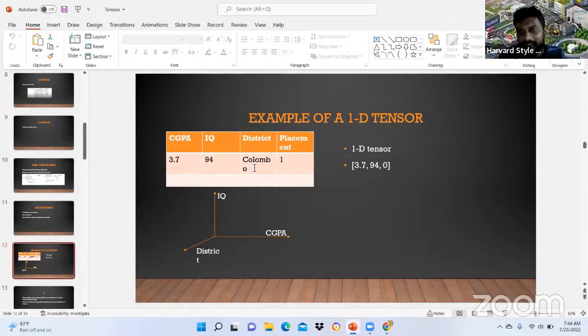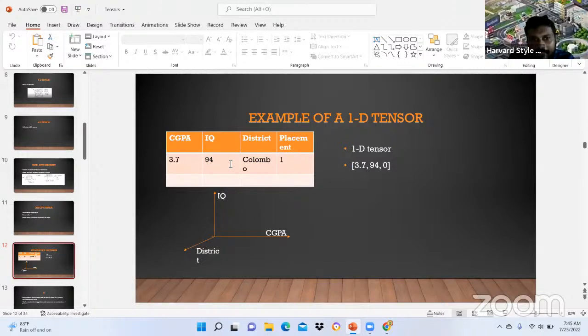So not like that. This is the way, the conventions. Okay, the symbols, but we are taking. Now CGPA is 3.7, IQ is 94, district is Colombo. So numerical encoding we have to put. I will put it as 0. Now the placement is 1. These are the input values, and the placement is the output.